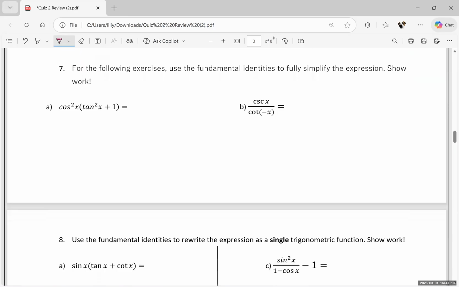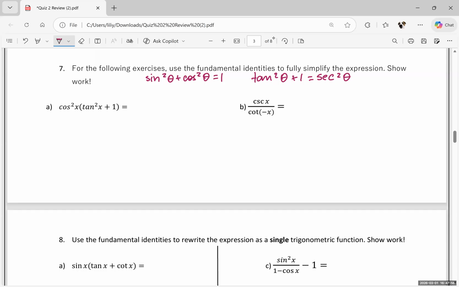Fundamental identities, to fully simplify the expression, you do need to show all the work. Let me remind you of some really fundamental identities. So we have sine squared theta plus cosine squared theta equals 1. That's the Pythagorean identity. And then we have another form of the Pythagorean identity: tangent squared theta plus 1 equals secant squared theta.